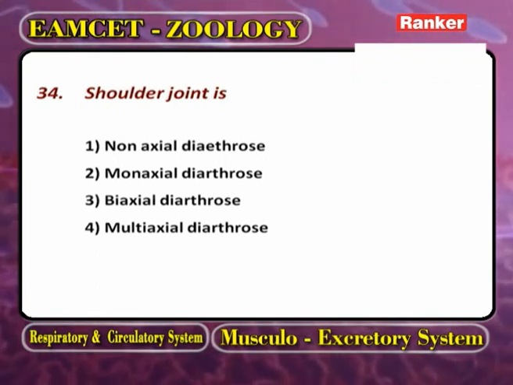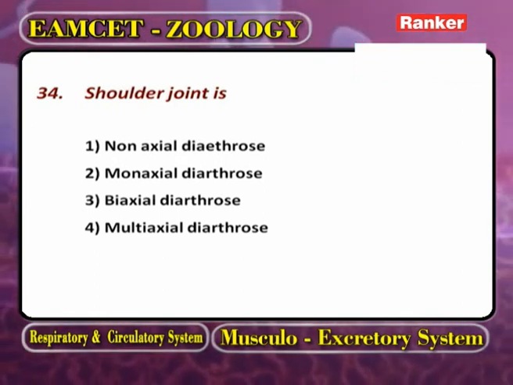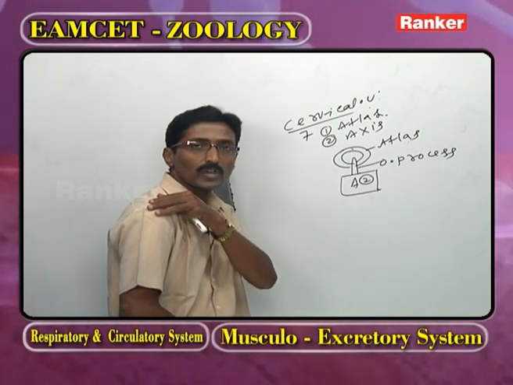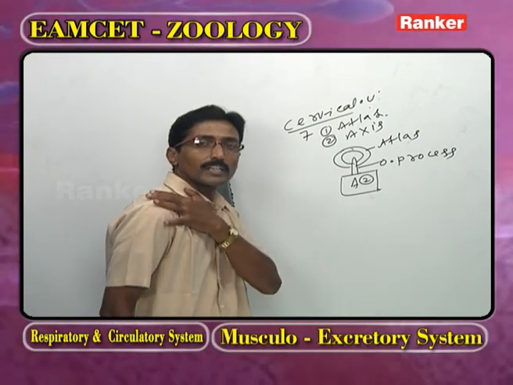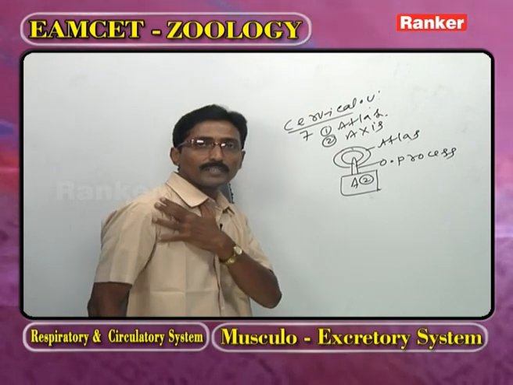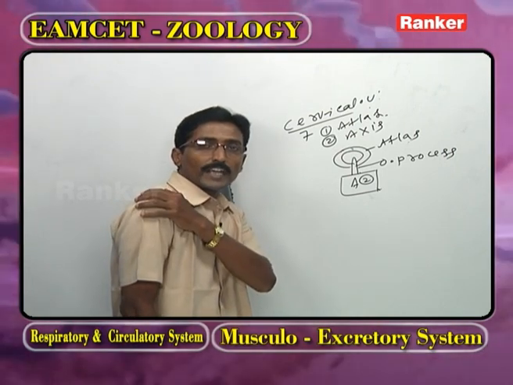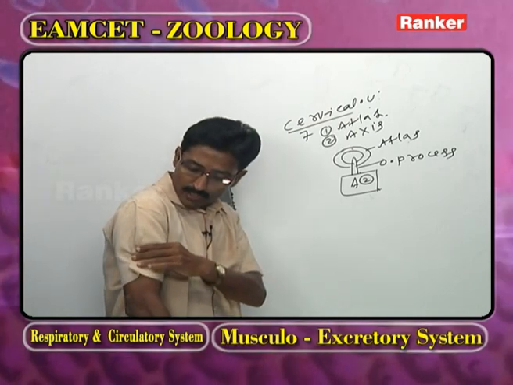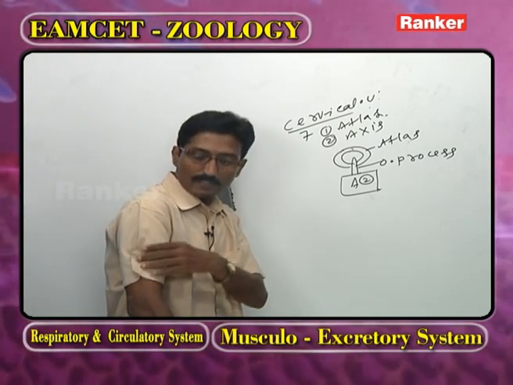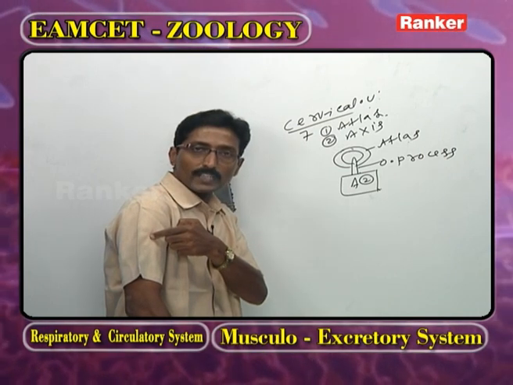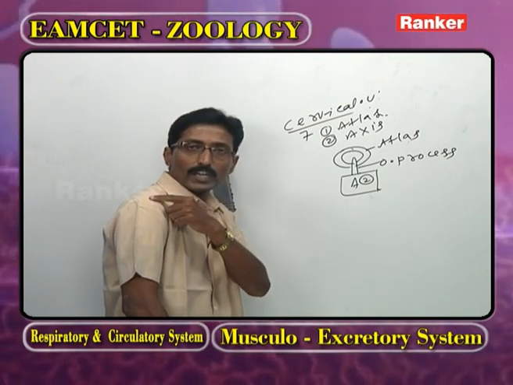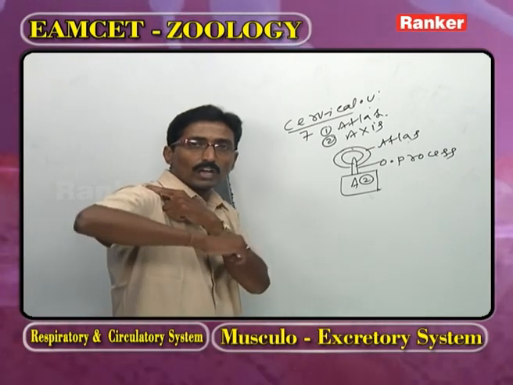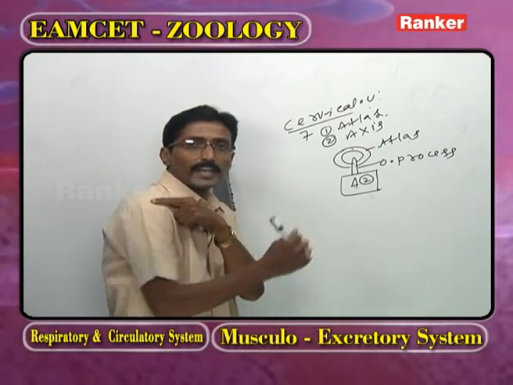Shoulder joint. What is meant by shoulder joint? As we observe this, we call it the shoulder joint. Here the pectoral girdle is present. In the pectoral girdle, a cavity present is called the glenoid cavity. This bone we call the humerus. The head of the humerus fits into the glenoid cavity so that we can move our forelimb in all directions.